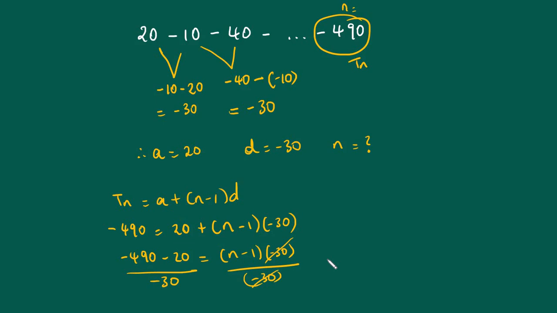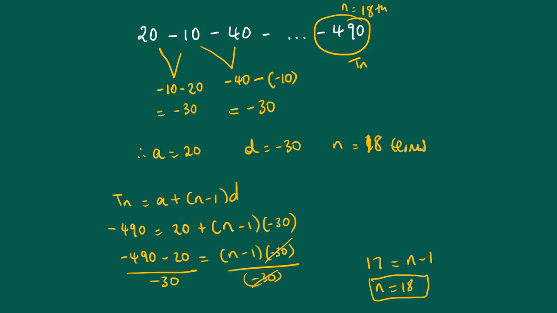Not sure what would be the answer, but it's negative 490 and then minus 20, then you divide that by minus 30, so you're going to have 17 is equal to n minus 1, because n minus 1 will be left. Then you take the 1 to the other side, you get your n as 18. So that means this is in the 18th position, which tells you that we're going to be adding how many terms? We're going to be adding 18 terms.